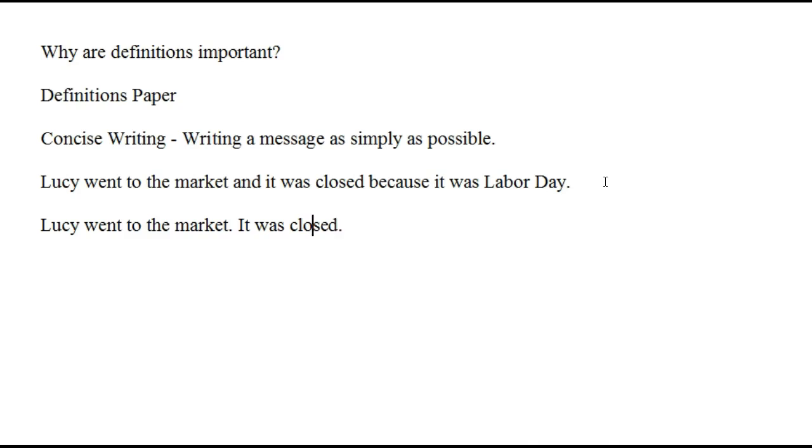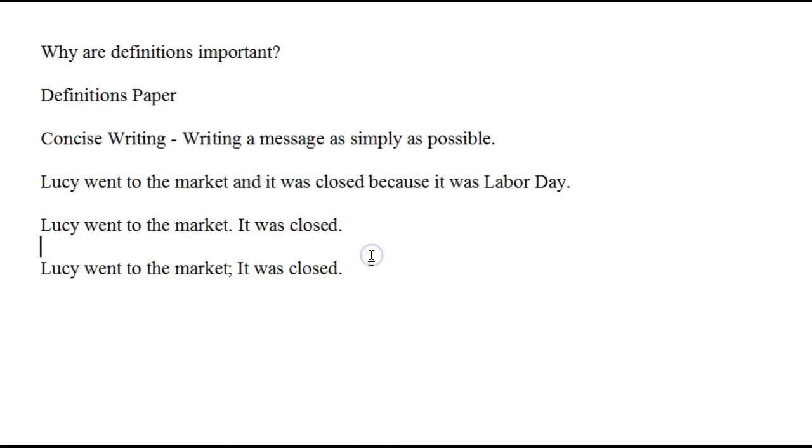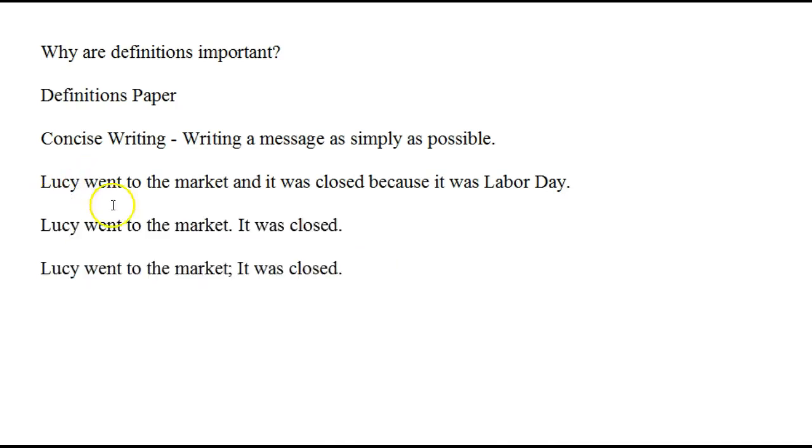I could even make it a bit different here. Lucy went to the market; it was closed. There's a couple of ways we can do that, right? And you want to make sure no matter how you write it, it conveys the same message and it's still grammatically correct.